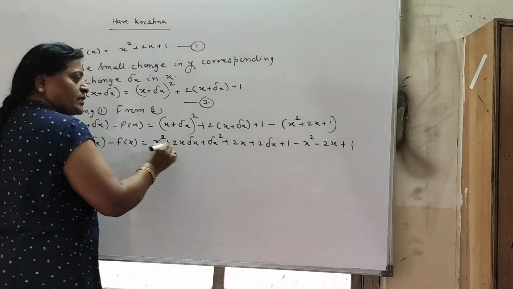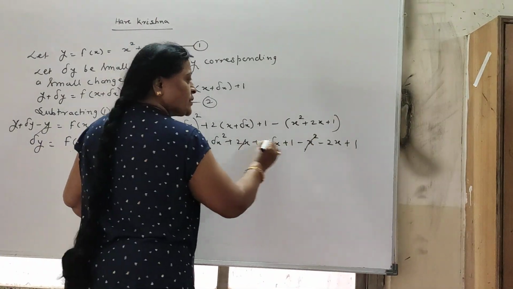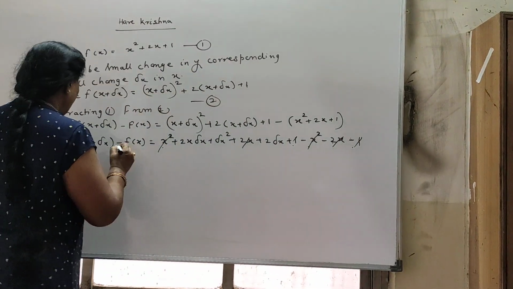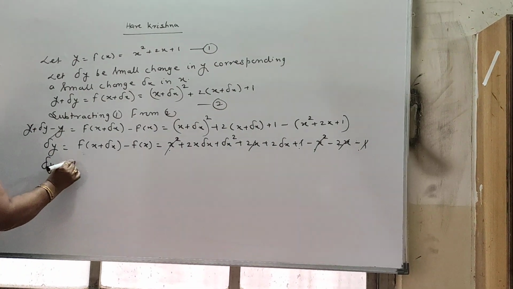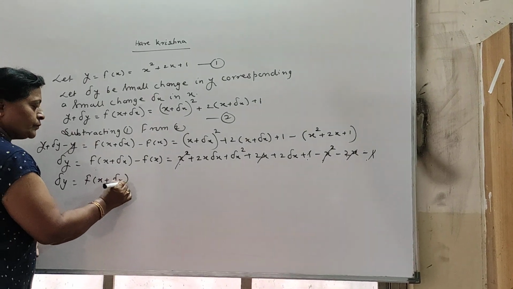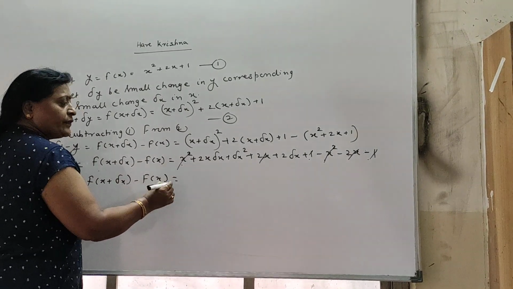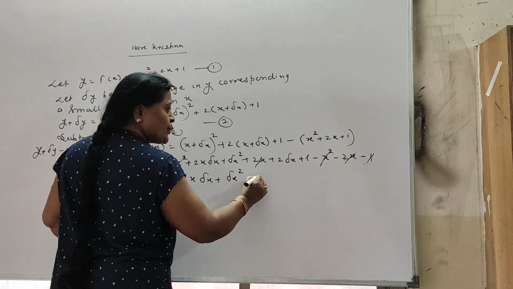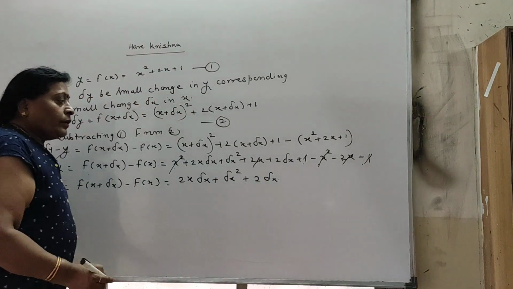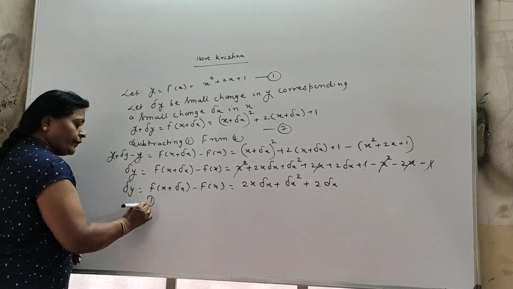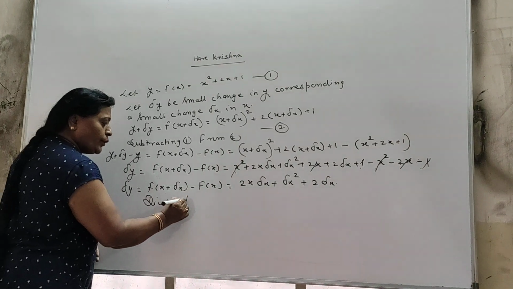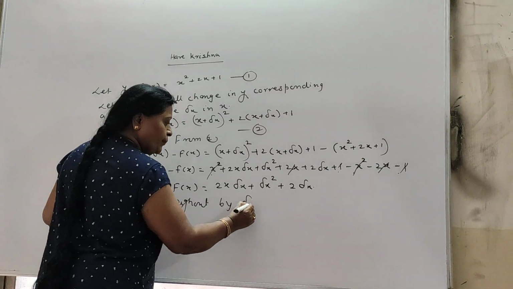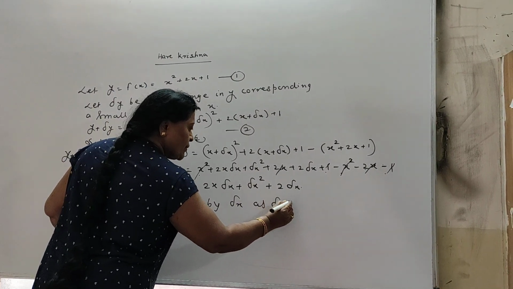Now if you observe this, x square gets cancelled, 2x gets cancelled, 1 gets cancelled. What remains? Del y is equal to f of x plus del x minus f of x, which is equal to 2x del x plus del x square plus 2 del x. Now see what you have to do: divide throughout by del x, as del x is not equal to 0.